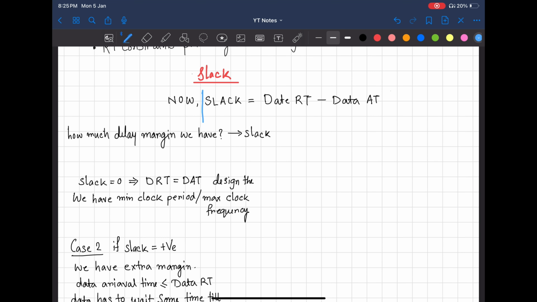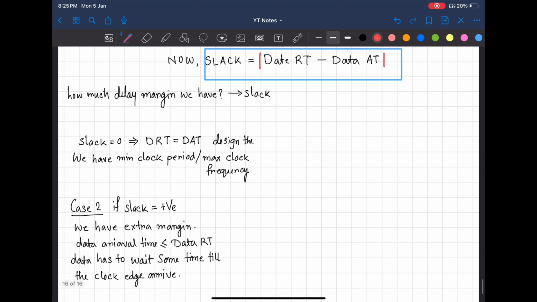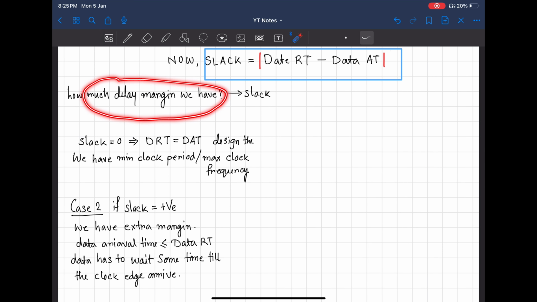Slack is simply the required time minus the data arrival time. Sometimes the arrival time is higher than the required time, sometimes the required time is higher than the arrival time, or they are the same. So three cases can happen, and slack is basically how much delay margin you have for that particular logic portion.